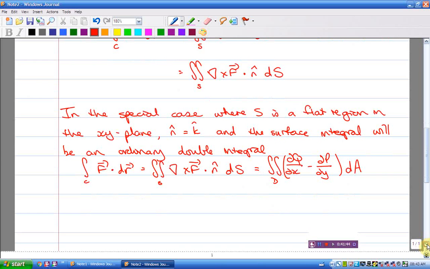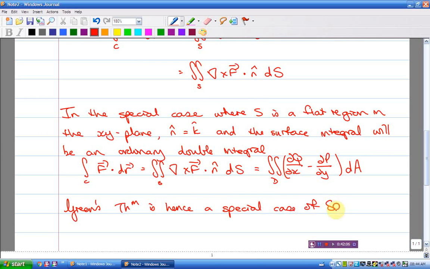And so in some books it's presented that way, and I know in some vector calculus courses it's chosen to teach it that way. You actually teach Stokes' theorem first and then get Green's theorem as a special case. Green's theorem is hence, bless you, a special case of Stokes' theorem. Okay, I'm going to stop there.